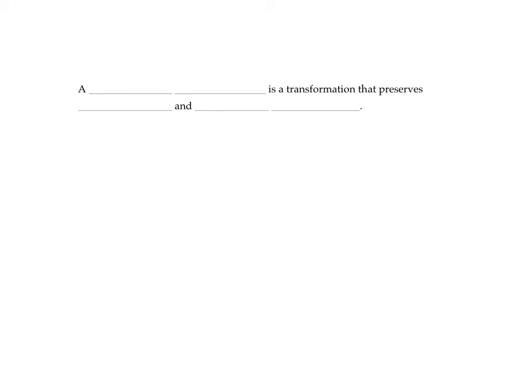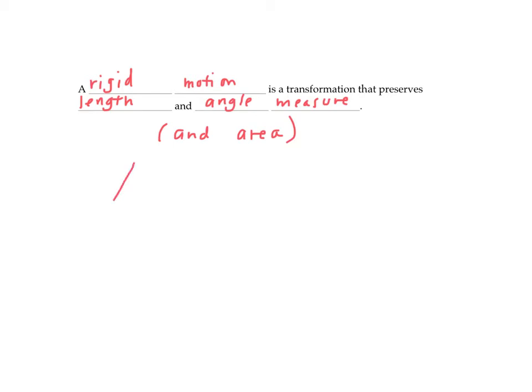So a rigid motion is a transformation that preserves length and angle measure. And we should also say that it preserves area. And this is because when you take a figure and you perform a rigid motion, such as a translation, your two figures are congruent, so their size and shape stays the same.